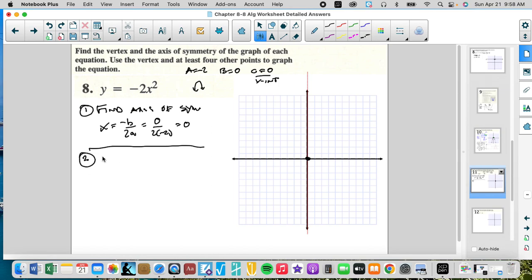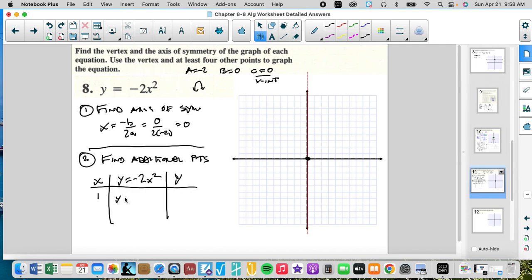So I will now find additional points. Using the H chart, I'm going to plug in x. Y equals -2x squared. We'll do this fast. Plug in 1. You get -2 times 1 squared, which is -2. So the point is 1 on the x, -2 on the y. It is 1 away from the axis of symmetry, so its mirror point is going to be 1 away.